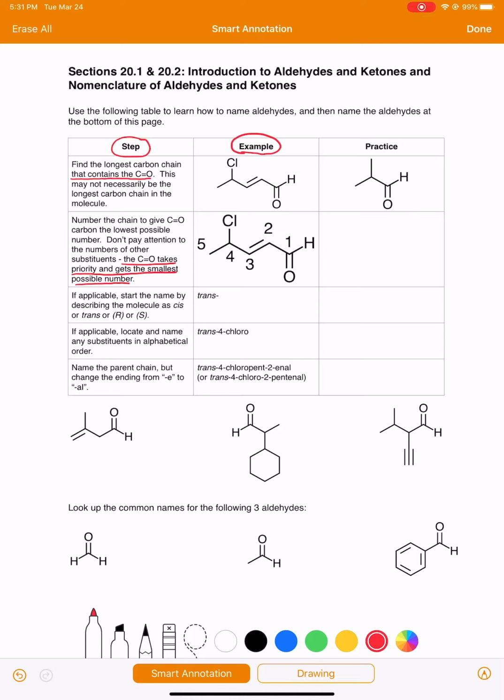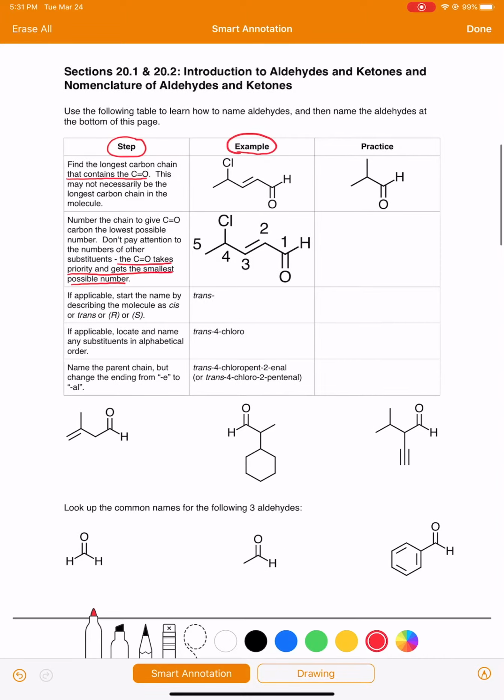When you're locating the longest carbon chain and numbering it, you know that your aldehyde carbon is always going to be carbon number 1, and then you count out from there. So there we've got 1, 2, 3 for our second example.